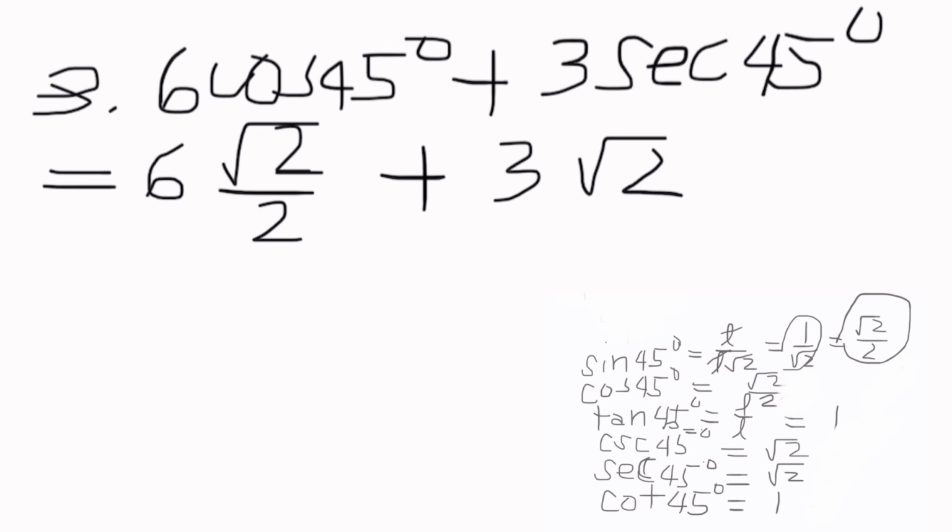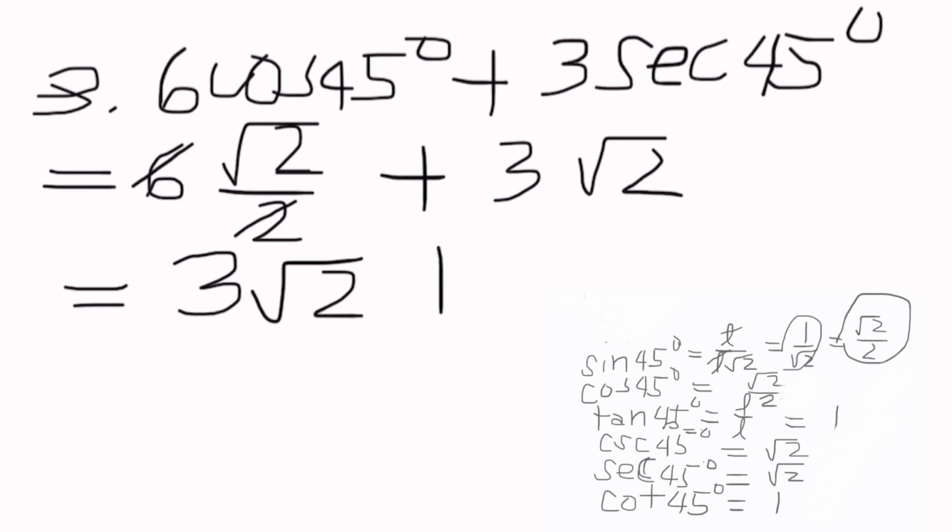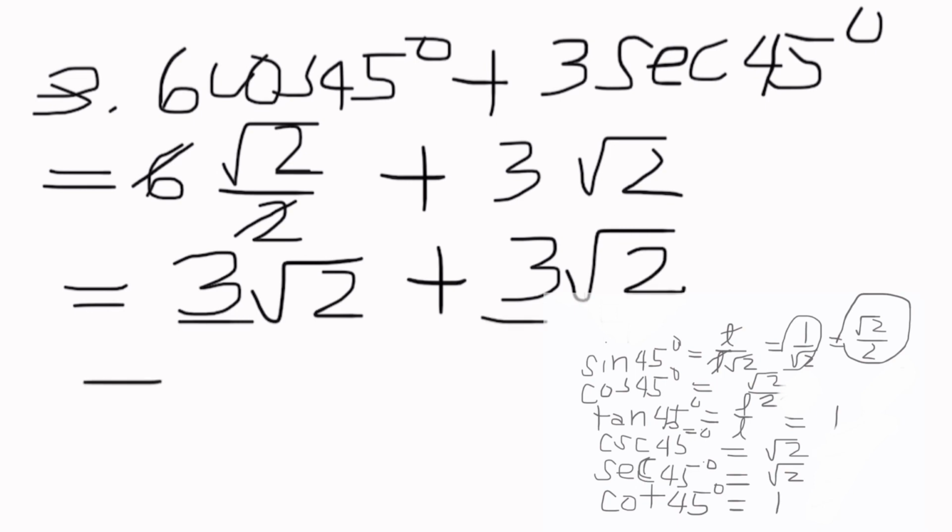Then, if we're going to multiply 6 times square root of 2 over 2, this can be cancelled. So 6 divided by 2 is 3, so we're going to have 3 times the square root of 2, then plus 3 times the square root of 2. So 3 plus 3 is 6. So our answer is 6 times the square root of 2.